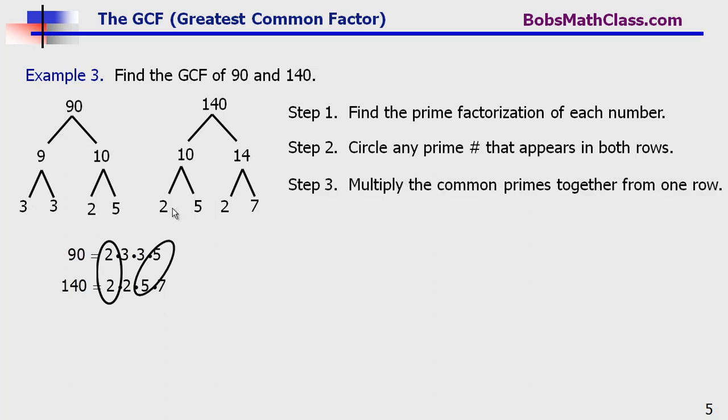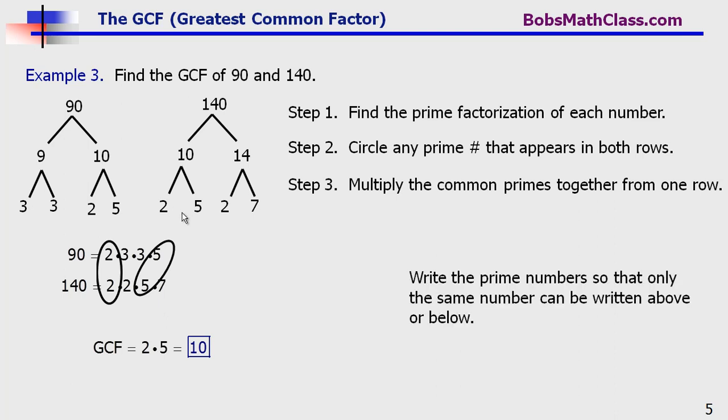Now we can multiply the common primes together from one row. So 2 times 5, 10. Now this got kind of a little bit weird here with the 5s. You could always write this so that this 5 would have been underneath this 5. That way when you circle, you just circle straight up and down.